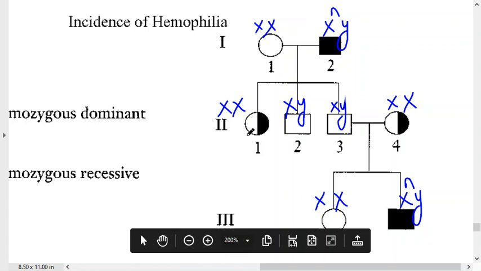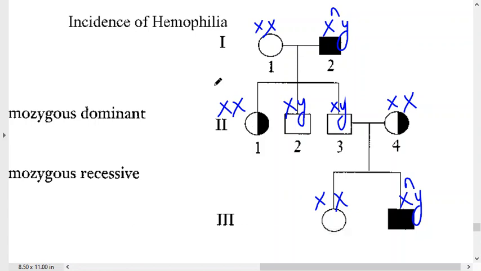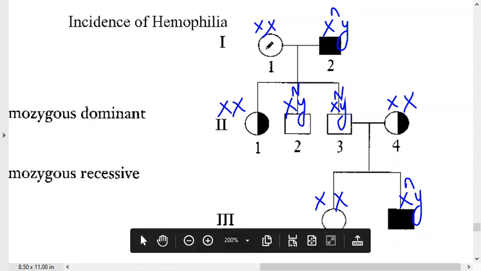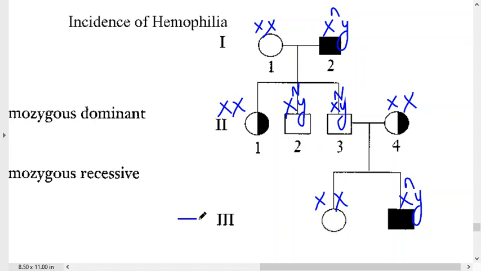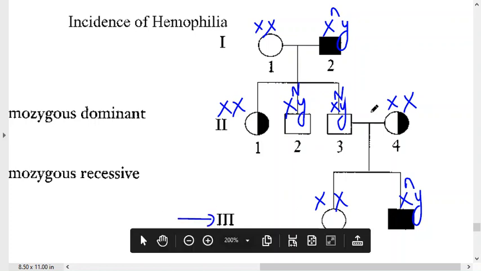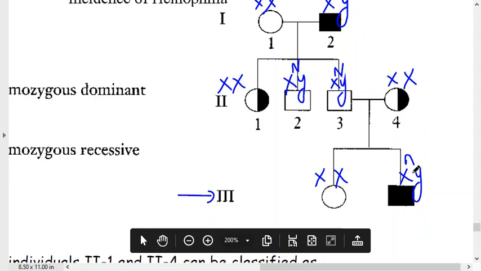So they were nice enough actually here to give us the carriers, but I think you should be able to figure out whether these are carriers or not, even if they weren't shaded. Let's see, the men here, since they're normal, let's just do all the males first. They have to have a normal copy of this allele. All right, so now it's just the females. Let's actually start down here in generation 3 and see if we can work backwards, see if we can work up.